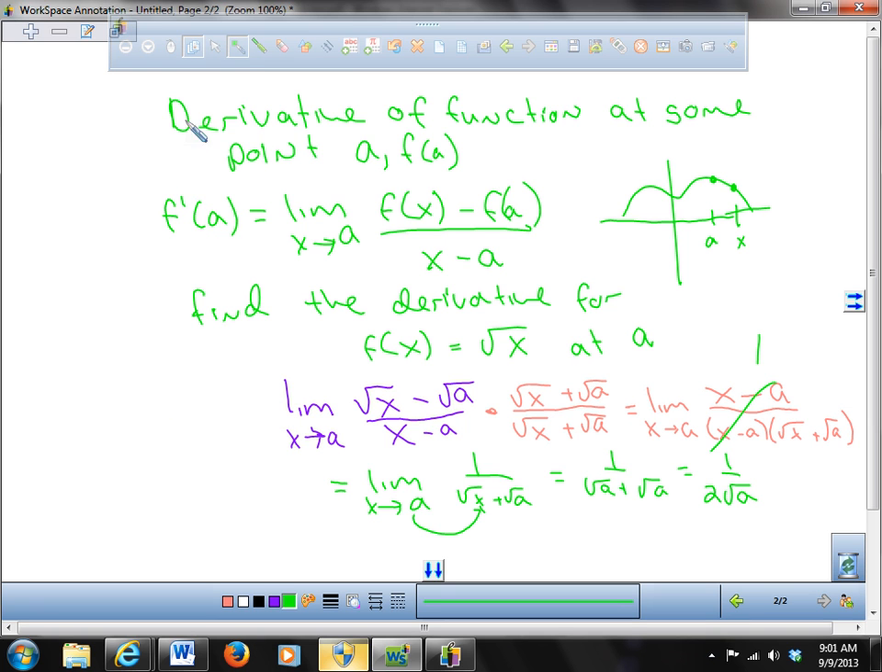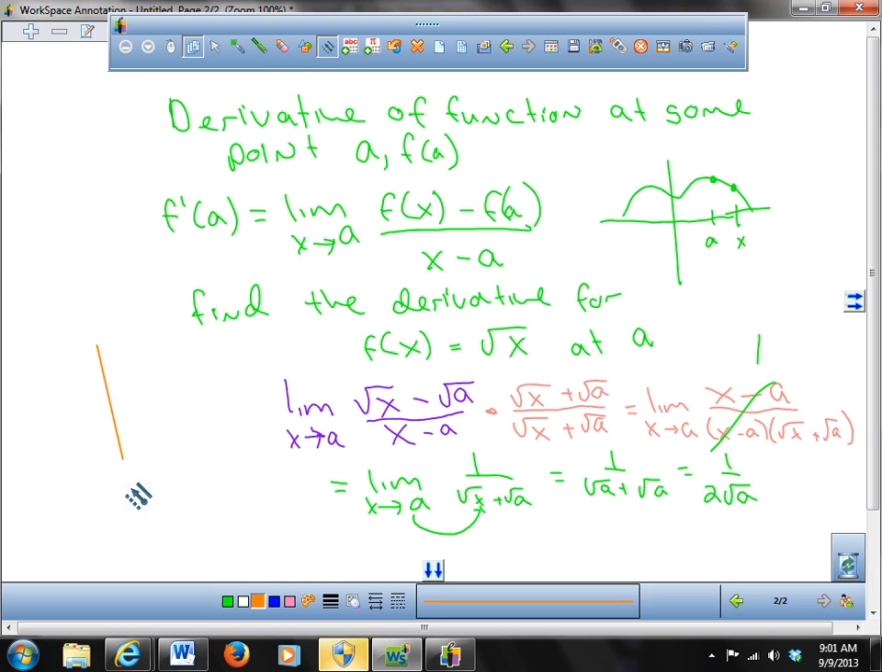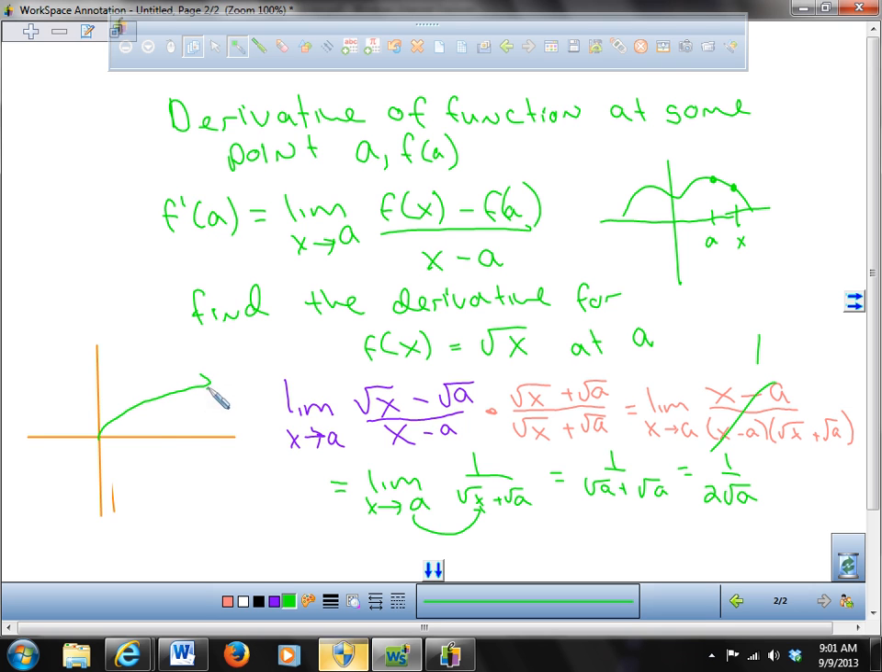Does anyone know what y equals square root of x looks like? It's like half of a sideways parabola. It's like this, right? So if I want to find the slope of the line at 3, for instance, it would be 1 over 2 root of 3, which is 1 over 3.4, which is, I don't know what that is, like 0.3 or something. So it looks like it has a pretty shallow slope there, right? Okay? Follow that? Kind of tricky, I know.